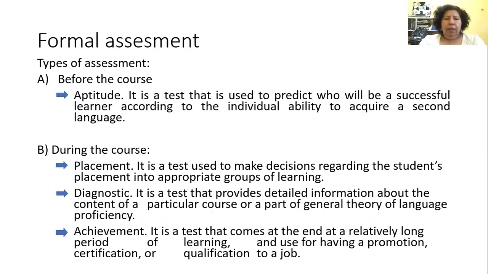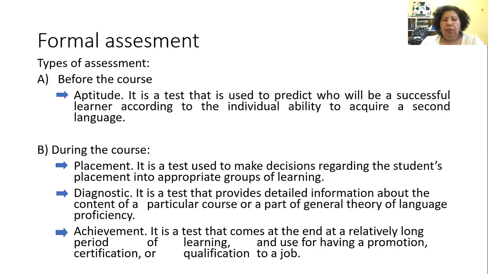Okay, now talking about the formal assessment. There are different types of assessments, and according to the objectives of each, the assessment is going to be presented or given to the students. One is before the course, and this is called an aptitude assessment, and is used to predict who will be a successful learner according to the individual ability to acquire a second language.